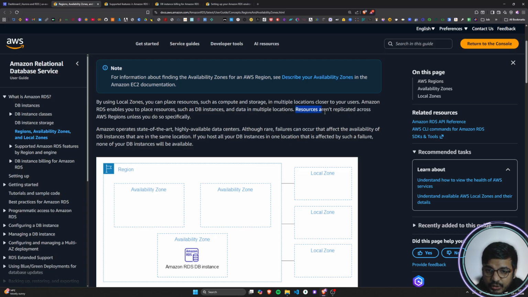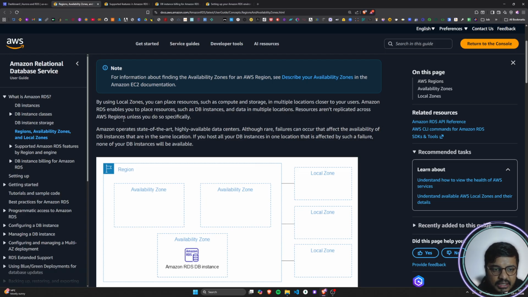So you need to understand this part: the resources will not be replicated across the AWS region. Let's suppose you have launched a database instance in the US region, and the other you have launched in the Asia Pacific region. Data within both of these regions will not get duplicated. They will only get replicated if you have specifically mentioned that I want this cross region replication for my application.